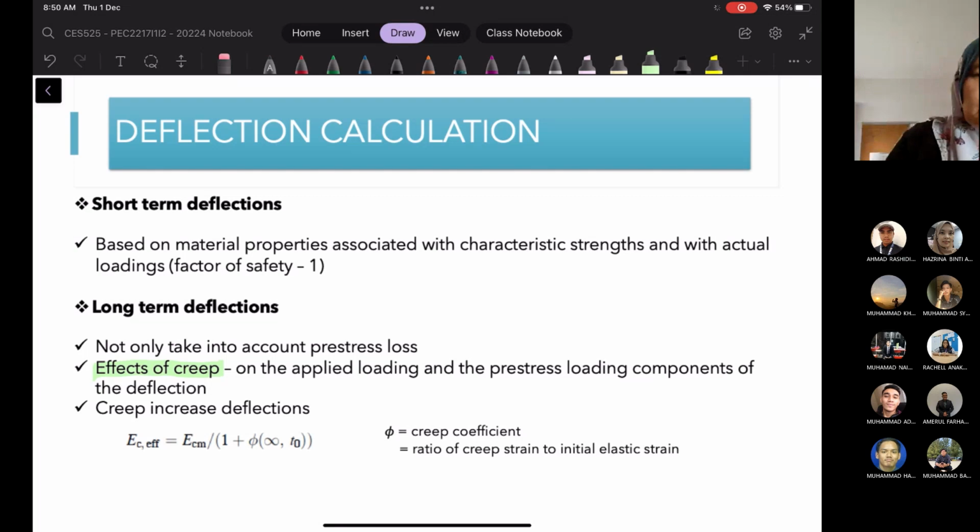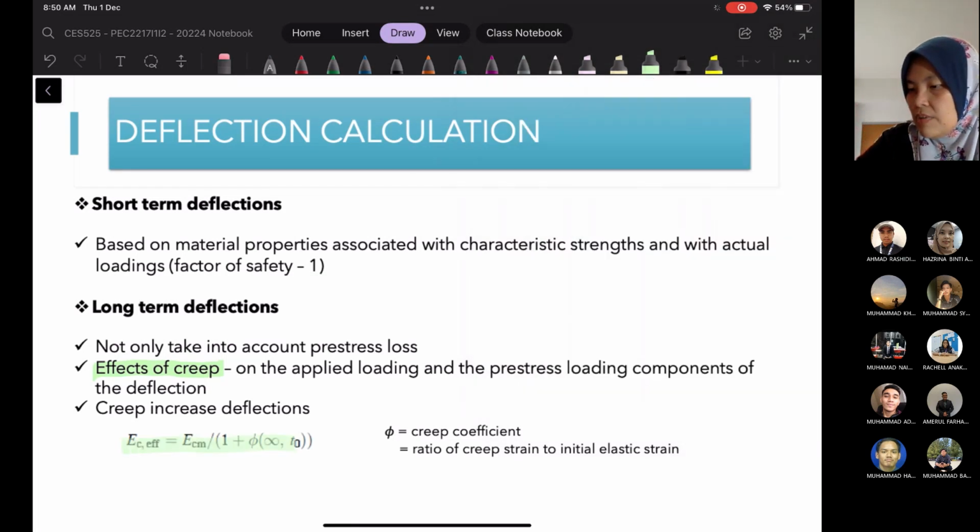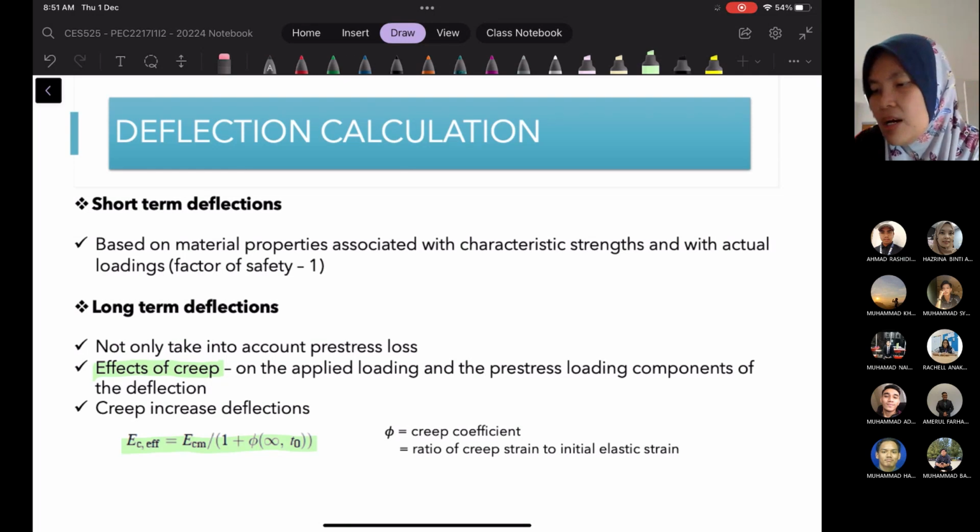So this is when we are dealing with concrete, right? This has to be considered in the deflection calculation as well. So creep increases deflections. We are going to consider the creep coefficient in the deflection calculation. If you look here, we have the effective modulus of elasticity. Looking at this equation, the effective modulus of elasticity is equal to ECM, the modulus of elasticity for concrete, divided by 1 plus the creep coefficient.